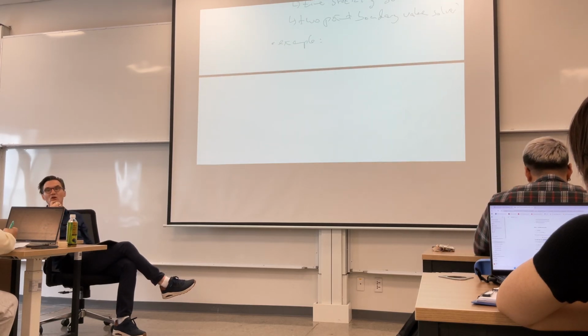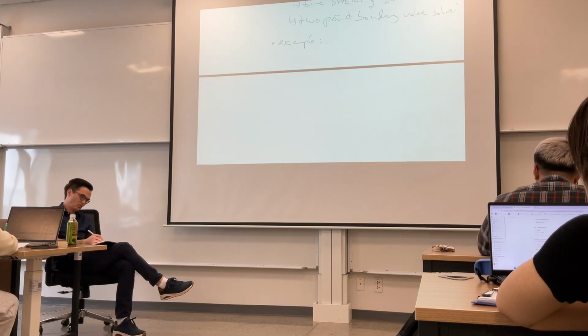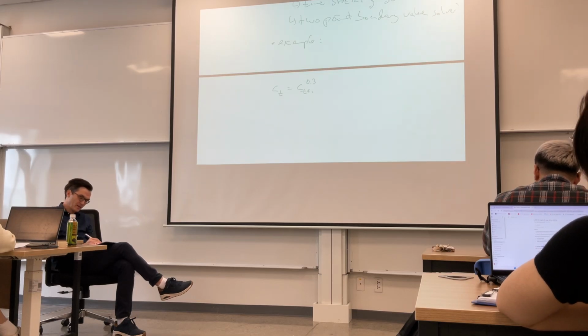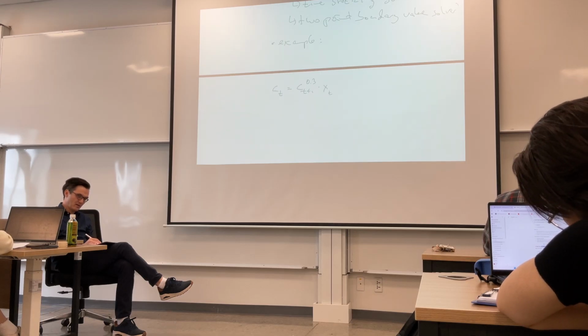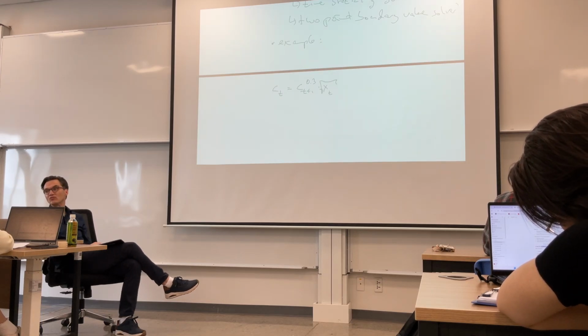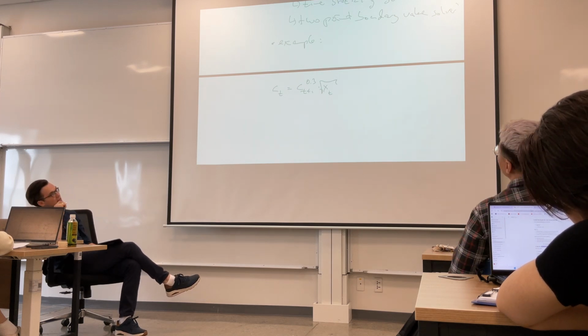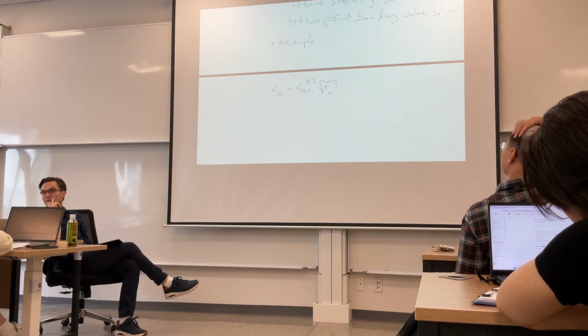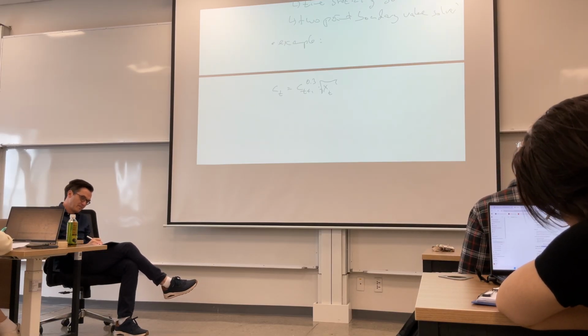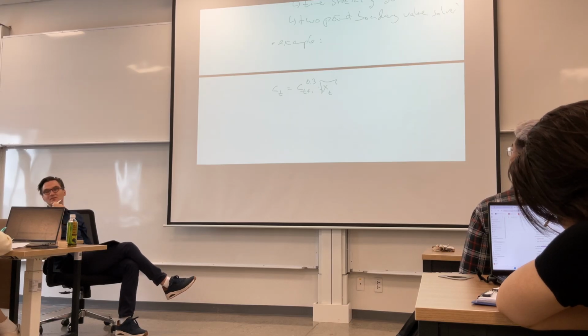Suppose you have the following nonlinear dynamic equation: C_t is equal to C_{t+1} raised to the power of 0.3 times the square root of x_t. I just made up this equation, but suppose you have an equation like that. It's nonlinear and it's dynamic. How do you solve an equation like this with this solver?